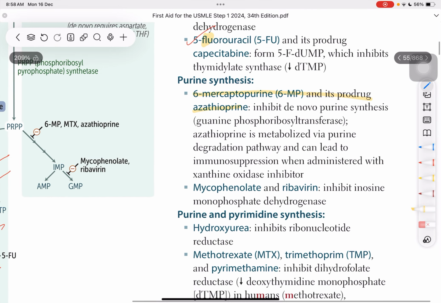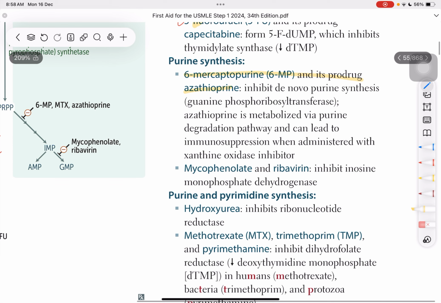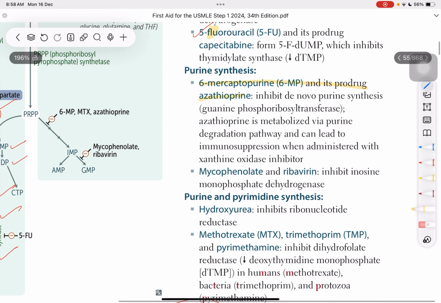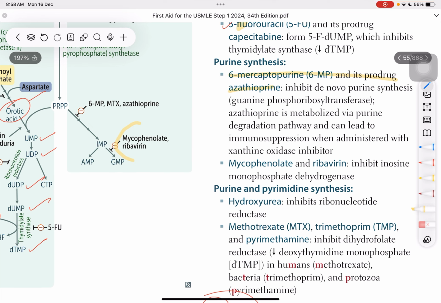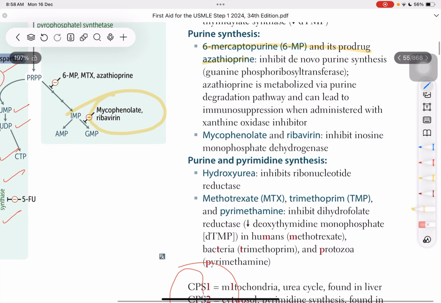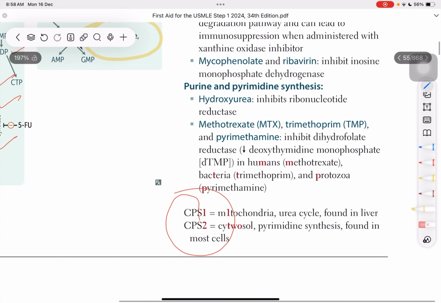So that's what we have for azathioprine. Now we will go to mycophenolate mofetil and ribavirin. Mycophenolate mofetil and ribavirin inhibit inosine monophosphate dehydrogenase. Some drugs can inhibit both purines and pyrimidines.